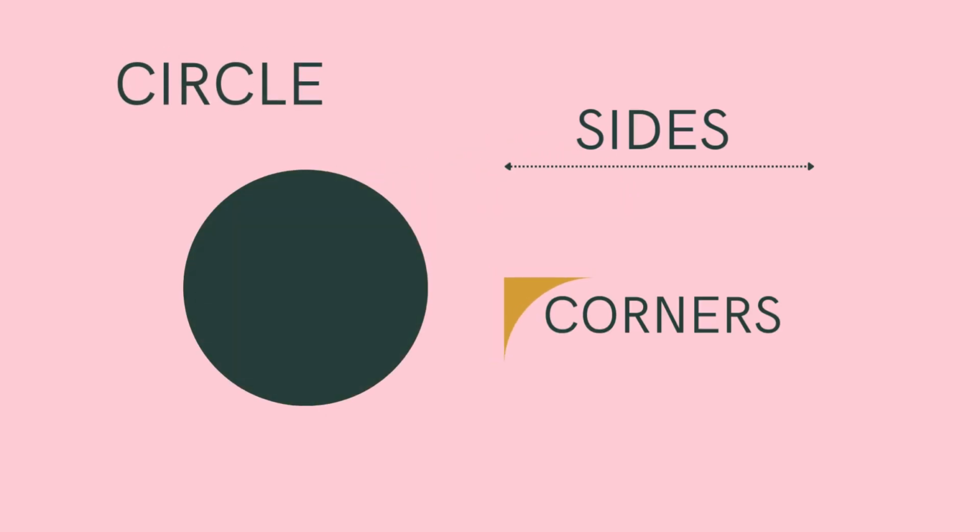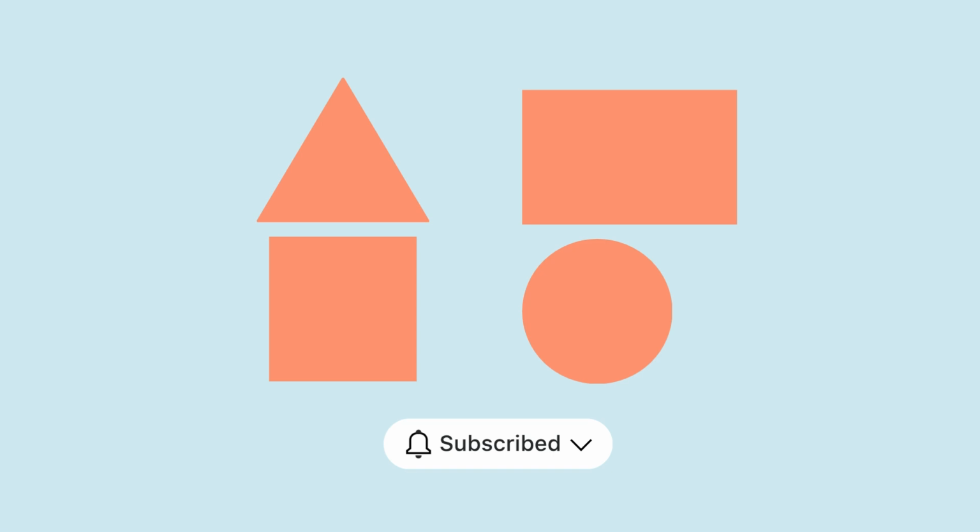Next one is circle. Look at this picture. Do you see any sides or any corners? No. It is a curved shape, so it has no corners and no sides. That means it is a round-shaped figure. It has no corners.